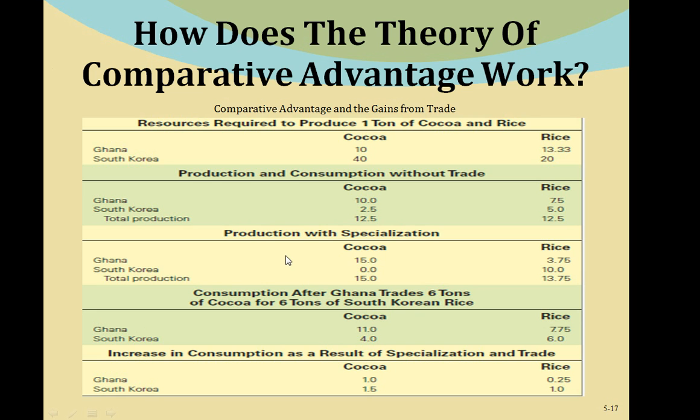How about we do it like this? Production with specialization. Since you are better, still comparing rice and cocoa, compared to rice you are more efficient in cocoa. So how about you just concentrate on producing cocoa, and I concentrate on producing rice? Okay, got it. Why are we not using 20?